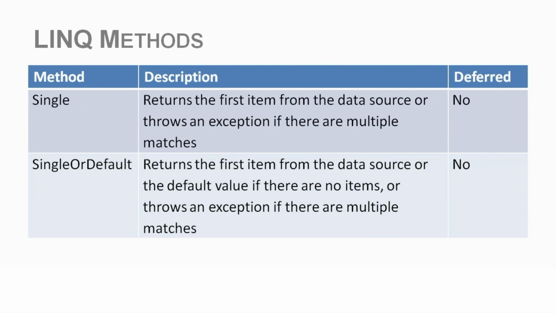Single and single or default are also methods that you'll probably use a lot, because they'll return a single item. So if you're running a query on a table, for instance, you're looking for an item based on its primary key, or some other query string, and you only expect one return value, you can use single or single or default. Single will throw an exception if there are multiple matches, as will single or default. Single will also throw an exception if there are no matches, whereas single or default will return a default value. And the default value, by default, is equal to null, unless your object says otherwise.